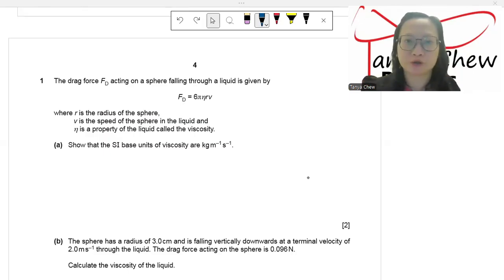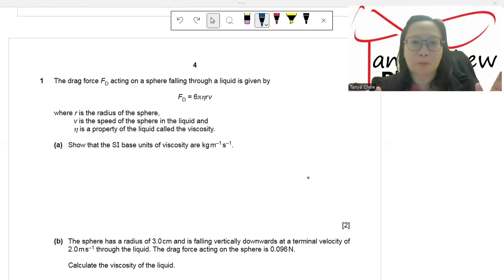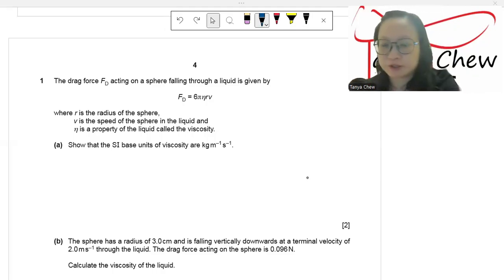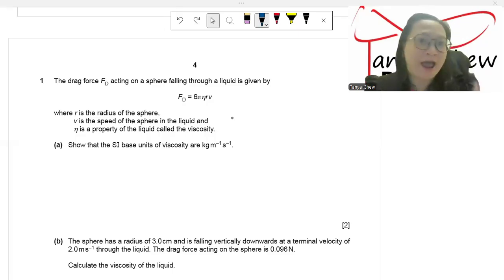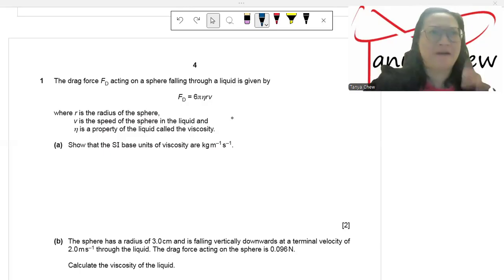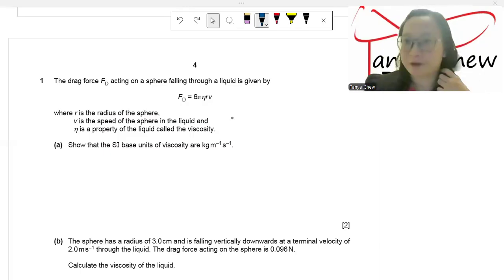Now, how are you going to do this? Since the equation is a homogeneous equation, the left-hand side SI base units must be equal to the right-hand side SI base units. Now, let me solve this. On the left-hand side, I have Fd. Don't bother about whether it is Fd, FA, FC, FZ. It doesn't matter, as long as it is a force.